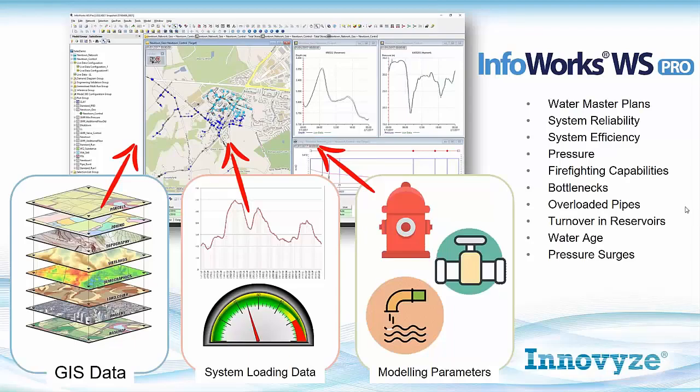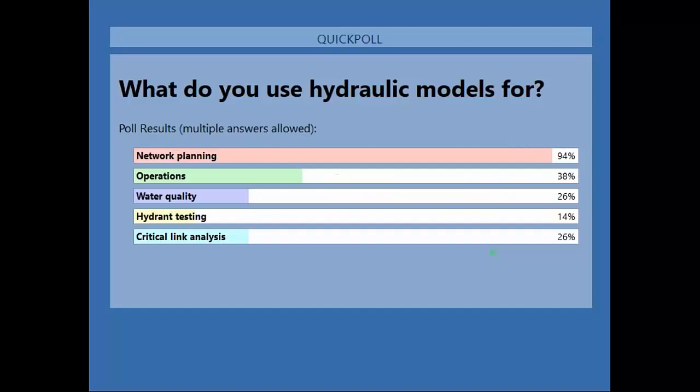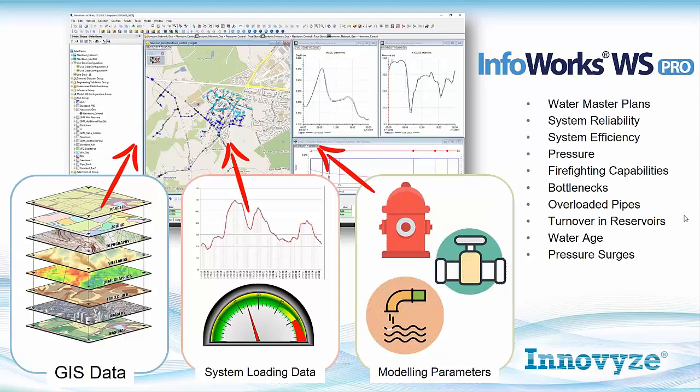Okay, so just to share the result, as you can see, 94% of the people use hydraulic modeling for network planning, but some of them are using it for operation or critical link analysis. There is still a number of people that use the hydraulic model for performing hydrant testing. I'm now going to switch back to the PowerPoint just to continue the presentation.